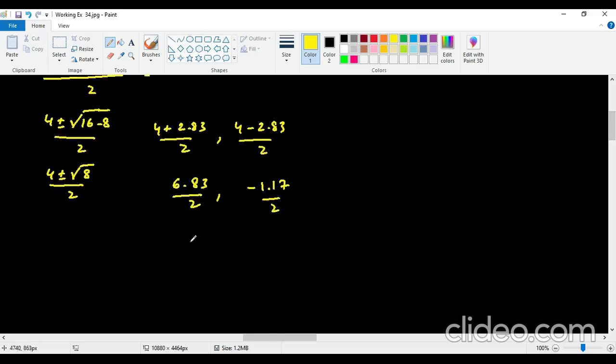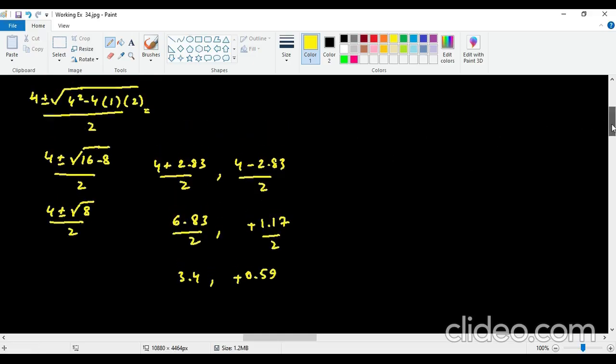This one is going to give us 3.4, and this one is going to give us 0.59. So these are the two values. So two values of x are 3.4 and 0.59. These are the values of x.